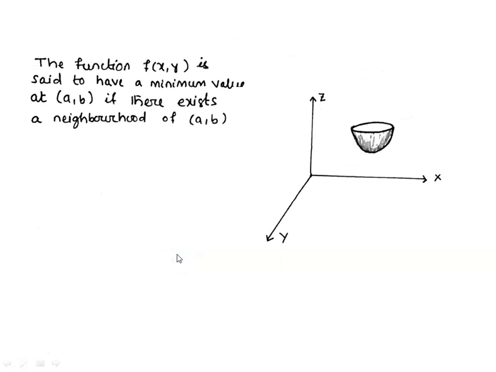Now what is the minimum value of the function? The function f(x,y) is said to have a minimum value at (a,b) if there exists a neighborhood of (a,b) such that f(a,b) is less than f(a+h, b+k). Let us consider this figure. Here we have the xyz plane and here we have the function f(x,y). Now it is clear that this is the minimum point. Here we have a point on the xy plane at which the value of the function is minimum, this point.